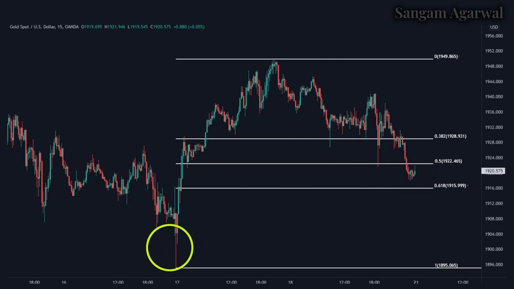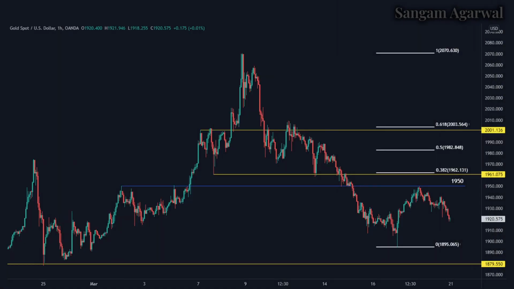Is the trend that started from 1895 a bottom, or is it a trend reversal? The 15-minute time frame does not give you information about that, so we will go to the H1 time frame. This time frame gives you a clear answer. Price made a top at 2070, then made a bottom at 1895 during FOMC.